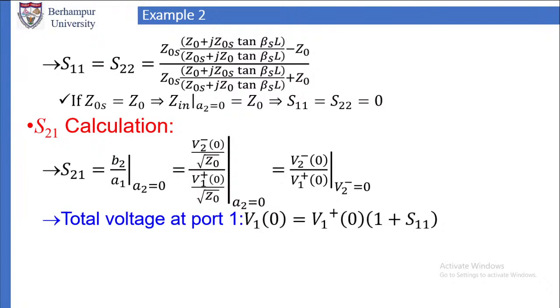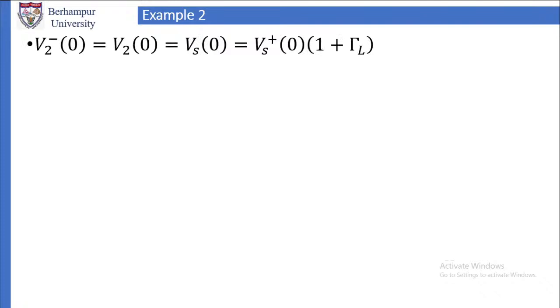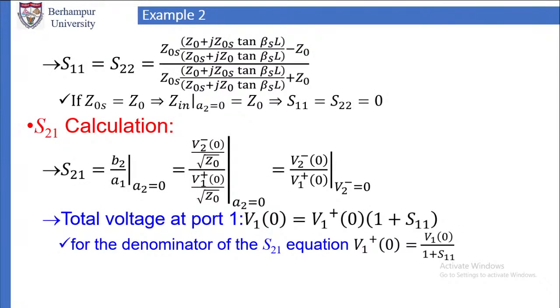Now the total voltage at port 1, V1, is equal to V1 plus into 1 plus S11. This I have already explained, so I am not going to explain it anymore. For the denominator of S21, the equation V1 plus is equal to V1 0 by 1 plus S11 comes from the above equation. V1 0 is equal to V1 plus into 1 plus S11. From that you can get V1 plus is equal to V1 0 by 1 plus S11.